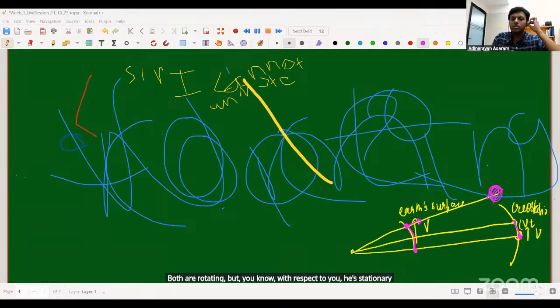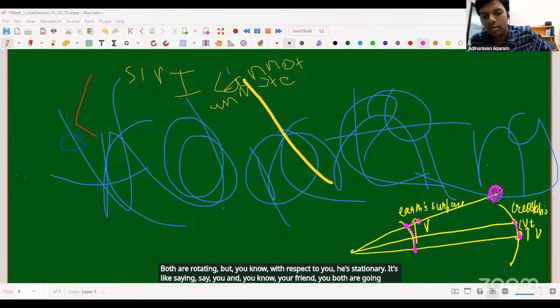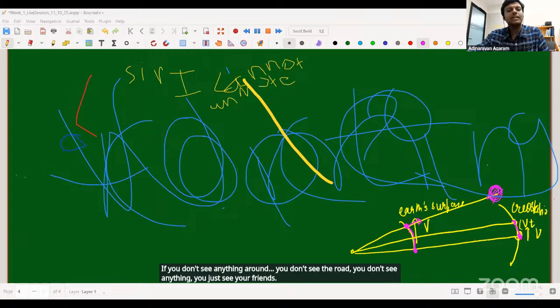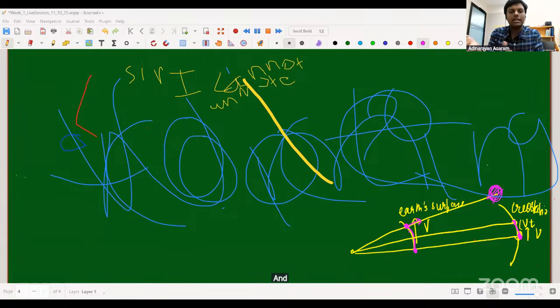It's like saying, say you and your friend, you both are going in a car. The car is going. You are going forward. Your friend is also going forward, but both of you are sitting in the car. You look at your friend; he's just sitting there. From your view, if you don't see anything around, you don't see the road, you just see your friend. Your friend is stationary. And the relative view is what matters. So relative to you on Earth, the satellite there is stationary. But in reality, the satellite is also rotating. You two are rotating. I hope that was clear.